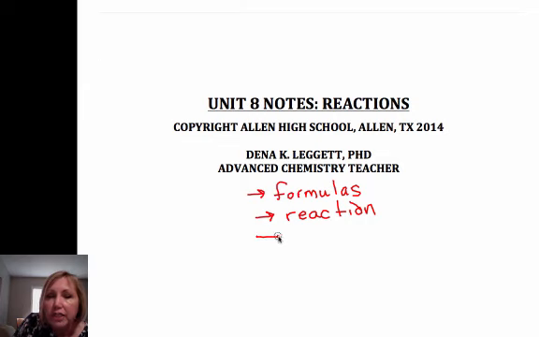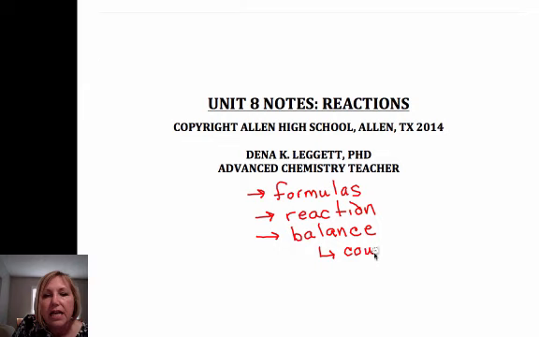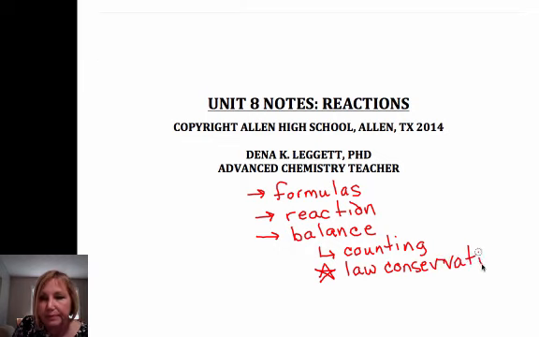Now, it's not just enough to write the chemical reaction. We have to balance the chemical reaction. And in balancing a chemical reaction, we're going to be counting atoms. The reason we do that is we don't want to imply that we're violating the law of conservation of mass. We have to hold that intact. Conservation of mass.